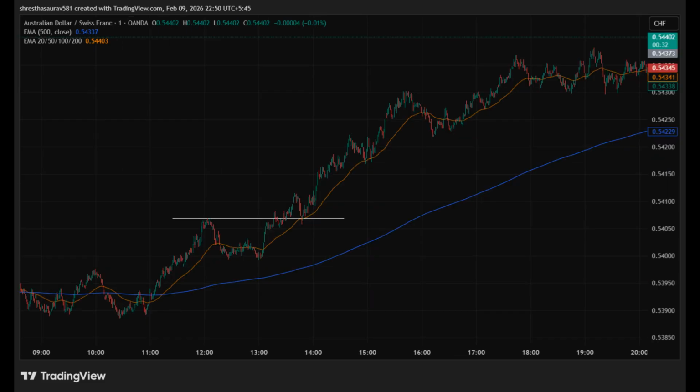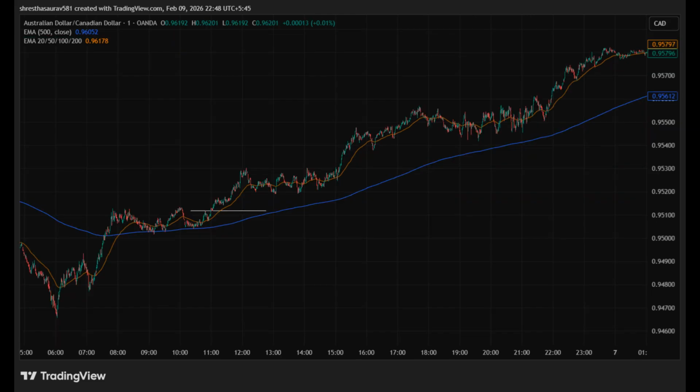For the Australian dollar versus the Swiss franc, we see an uptrend. The candles show a strong bullish presence, staying well above the 500 EMA. Reviewing the Australian dollar versus the Canadian dollar, we can spot a consistent bullish climb. The price movement confirms the strength of the trend.